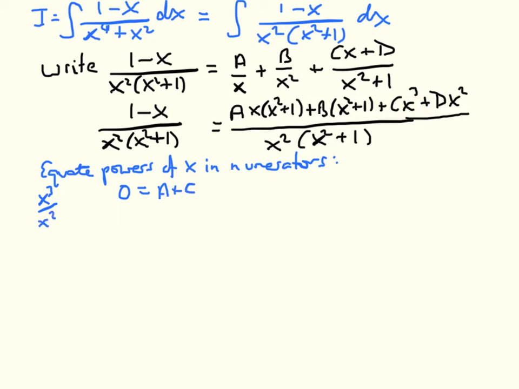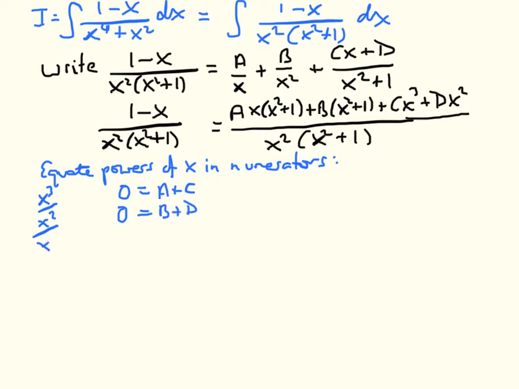Moving down, the next power down is x squared. Again, there are none on the left hand side. On the right hand side there are none with a because we've got x cubed plus x, but with b there is an x squared term, and with d there is an x squared term. So we write b plus d.